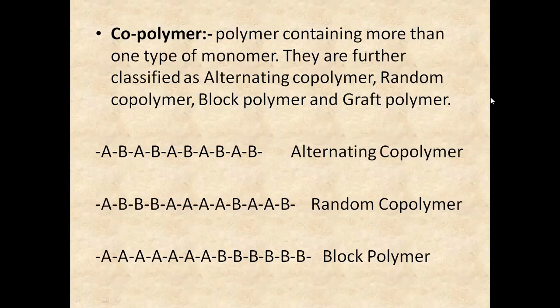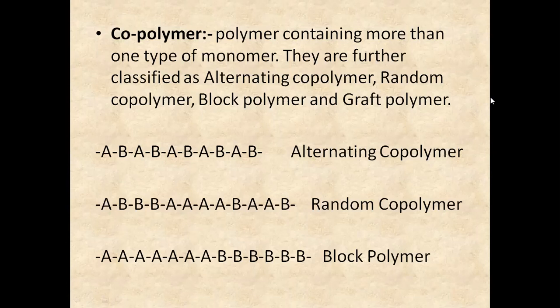In an alternating copolymer, the monomers are arranged in such a sequence: A, B, A, B, A, B, and that type of copolymer is known as an alternating copolymer. In a random copolymer, there is no such sequence of arrangement: A, B, B, B, A, A. That type of copolymer is known as a random copolymer.